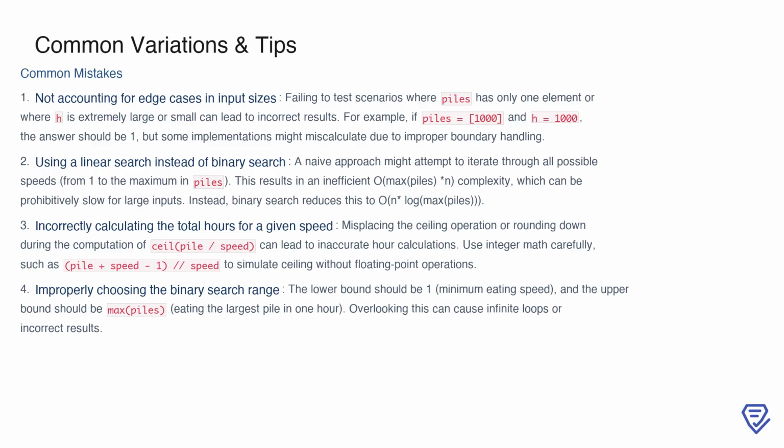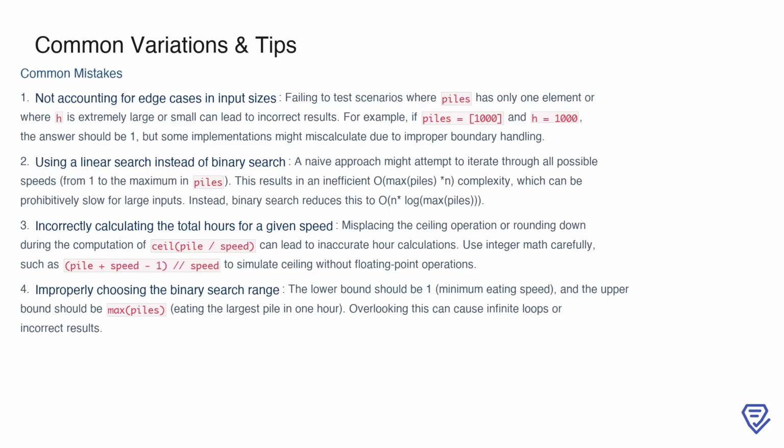Next, a naive approach might involve a linear search through all possible eating speeds, but this is highly inefficient with a time complexity of O(max(piles) * n). Instead, binary search drastically reduces this to O(n * log(max(piles))).